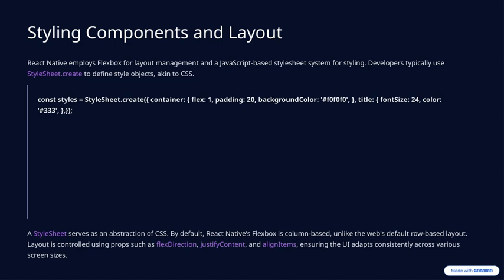An important thing to note is that, by default, React Native's Flexbox layout is column-based, unlike the web's default row layout. This means components stack vertically unless we specify otherwise. We control the layout using props like flexDirection, justifyContent, and alignItems. These props help us align and distribute space among items, ensuring our UI looks good across different screen sizes and devices. Altogether, understanding these styling and layout tools is key to building consistent, adaptable interfaces in React Native.